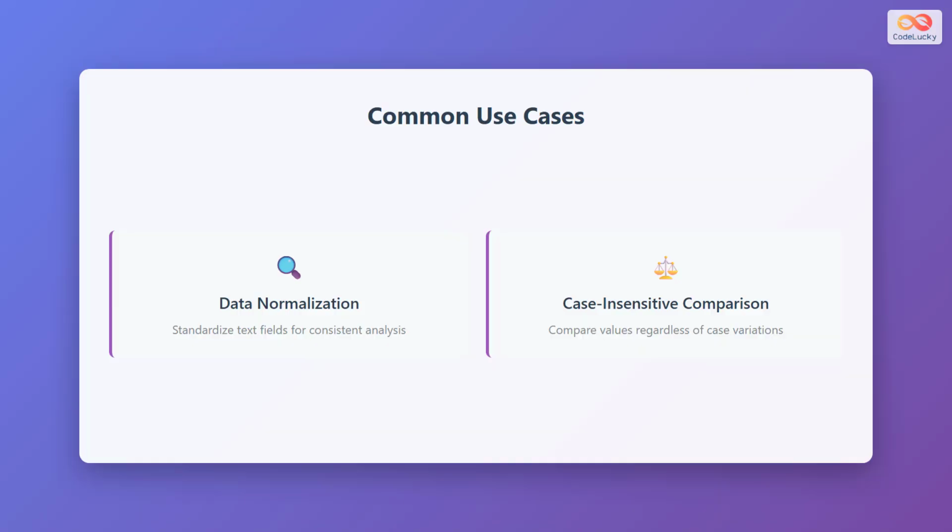The lower command serves two primary use cases in Splunk analysis. First, data normalization. When you have text fields with inconsistent capitalization, the lower command standardizes these fields for consistent analysis across your datasets. Second, case-insensitive comparison. This allows you to compare values regardless of their original case variations. These use cases are particularly valuable when dealing with user input data, log files from different systems, or any scenario where text case consistency cannot be guaranteed.